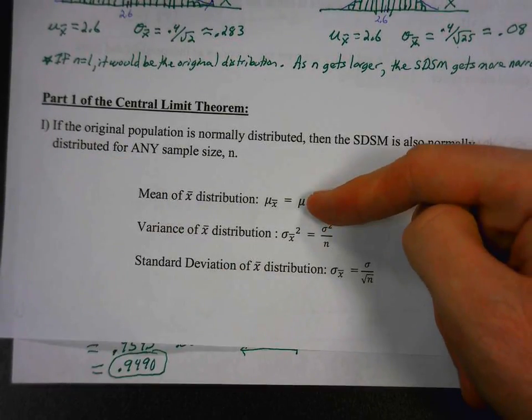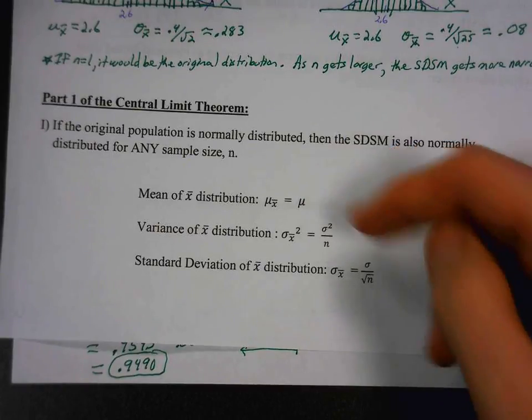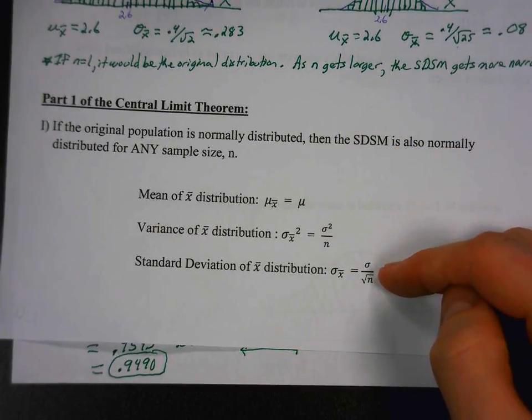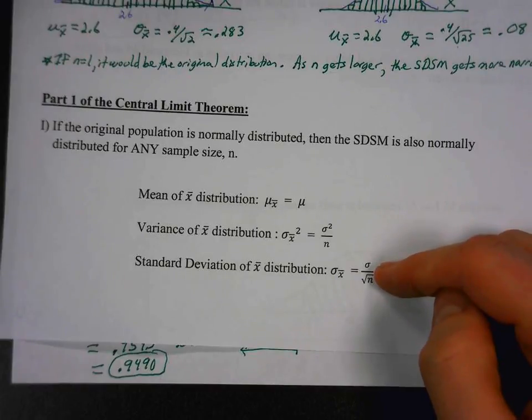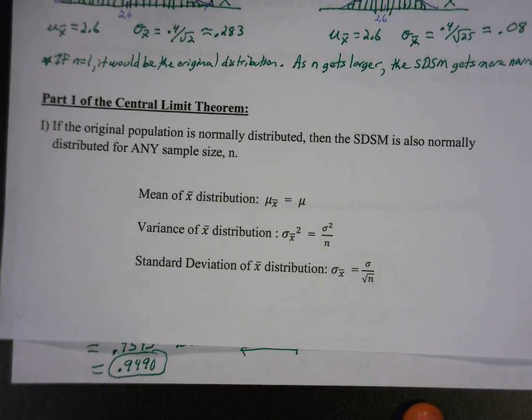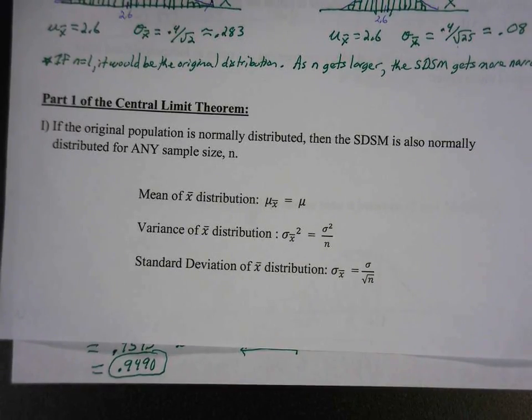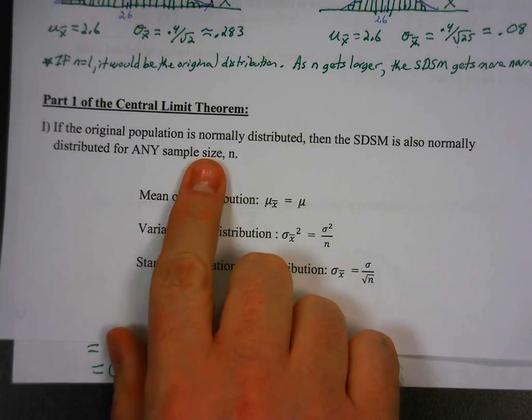Okay, and these are the values we look at. The mean is the same as the population mean. The standard deviation of the x bar distribution is sigma over square root of n. That was the first part of the central limit theorem. Start with a normal, you end with a normal, no matter what your sample size is.